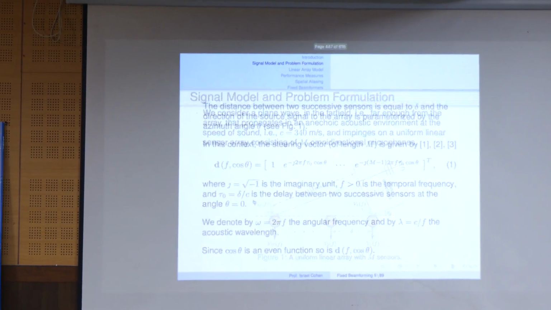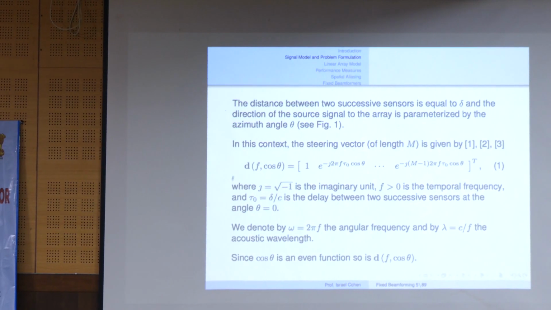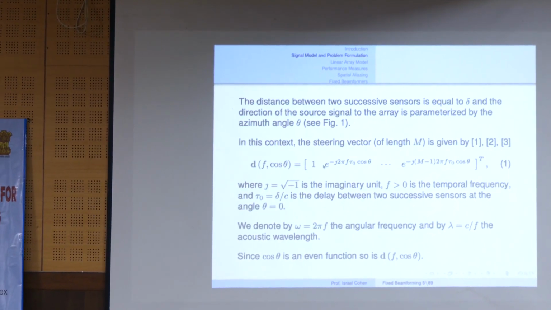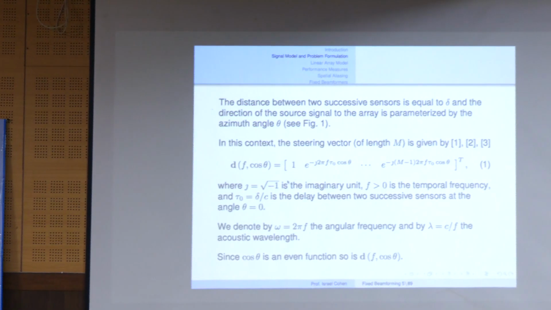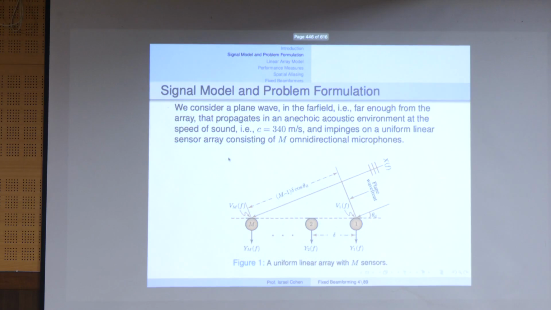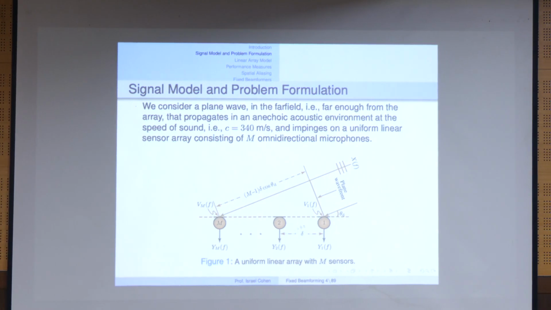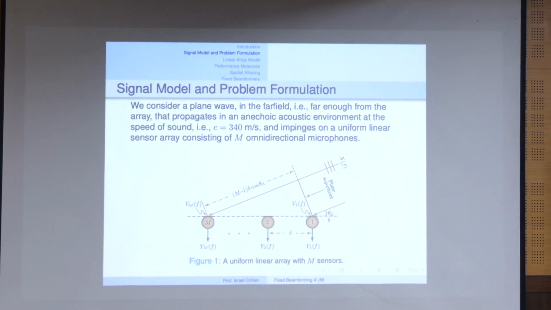Okay, so this is the model like we did before. So first we define the steering vector for a certain direction. This is the steering vector for a certain direction, for this kind of array, uniform linear array, just like we did before. So we assume a uniform linear array with inter-element spacing equal to delta, and the signal comes from a certain angle, theta.